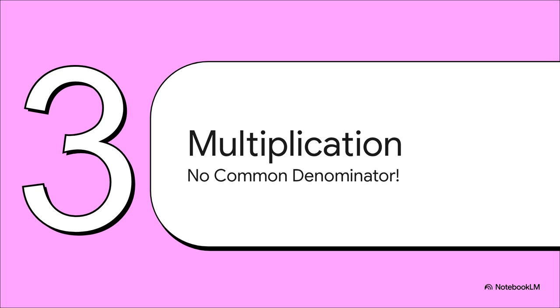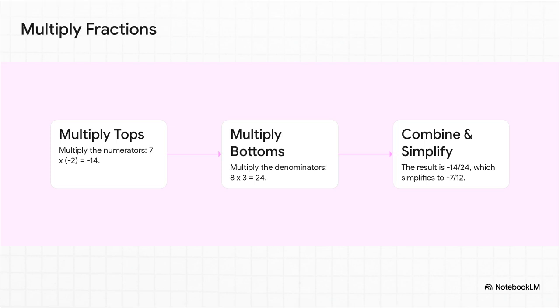Okay, I've got some good news for you. As soon as we switch over to multiplication, we can totally forget about that common denominator stuff. This operation is way more straightforward. Seriously, multiplying fractions could not be easier. You just multiply straight across. Top times top, bottom times bottom. So here, 7 times negative 2 is negative 14. On the bottom, 8 times 3 is 24. So we get negative 14/24, and after a little simplifying, that becomes negative 7/12. No common denominators needed at all.